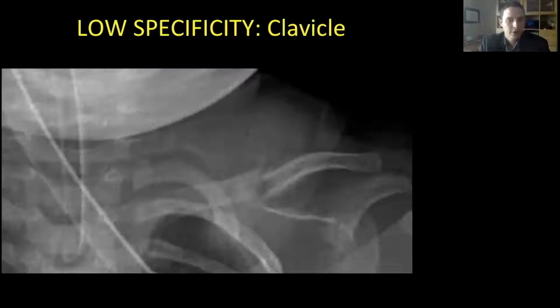Clavicle fractures occur frequently with vaginal delivery. They're really of no consequence. We see them pretty frequently in the newborn nursery. It's not that it couldn't be due to abuse, it's just that it's probably more commonly not due to abuse. You have to report it, but you're not going to be saying this is a high specificity injury. And here we see it here, slightly displaced.